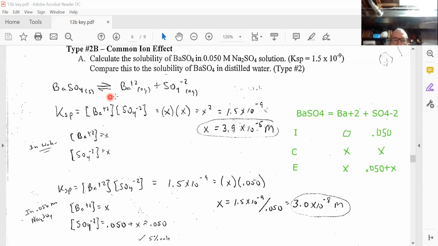So this is type 2B, common ion effect. There's another one to follow. Try that one. This is something we'll use very frequently. So make sure you're good with that.